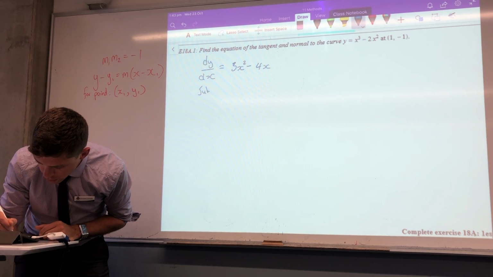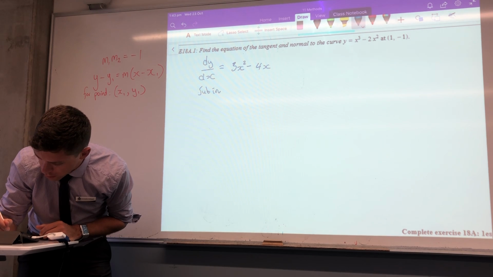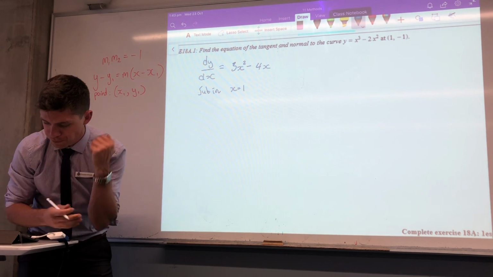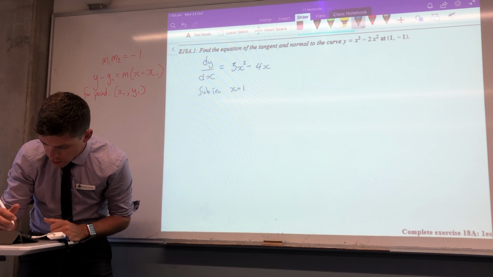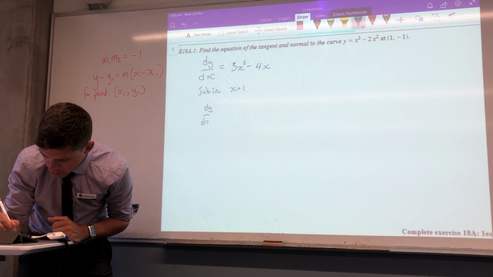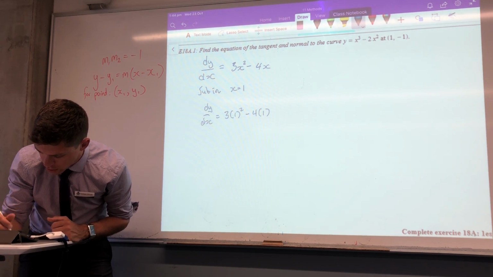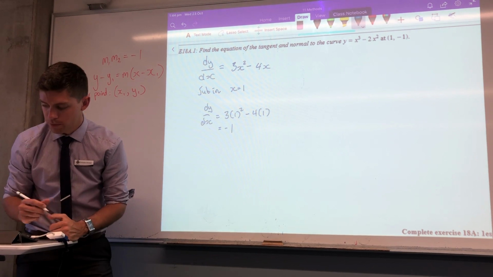Well, to get the gradient of this tangent line at this point, let's substitute in our x value. Sub in x equals 1. And what we get is dy/dx equals 3 times 1 squared minus 4 times 1 equals negative 1.